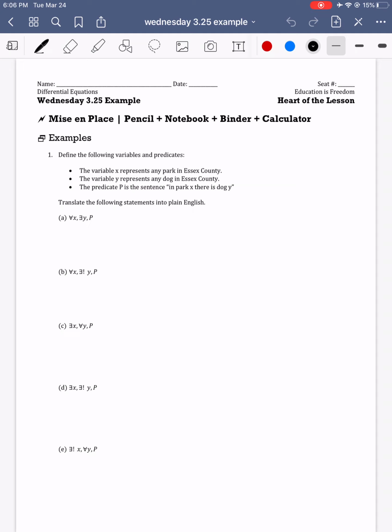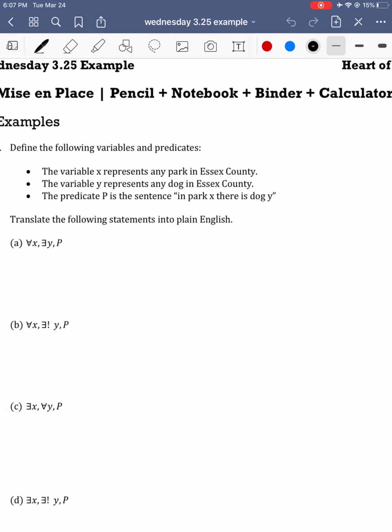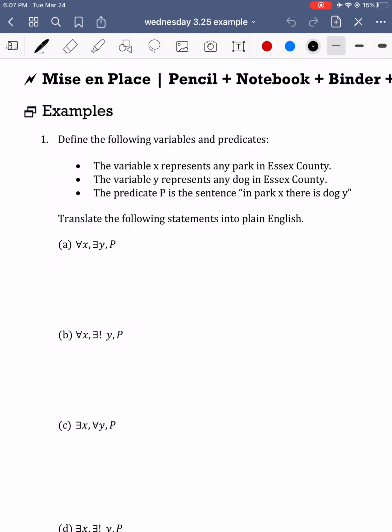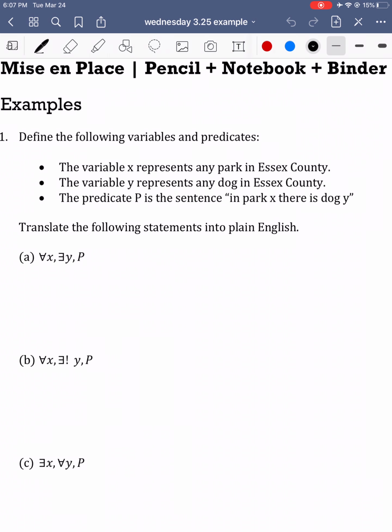So we have these variables and predicates defined. Variable X represents any park in Essex County, the variable Y represents any dog in Essex County, and the predicate P is a sentence: in park X there is dog Y. So we want to translate the following statement into plain English. So we have the for all quantifier here. So I'm just going to zoom in a little bit. We have the for all quantifier with variable X.